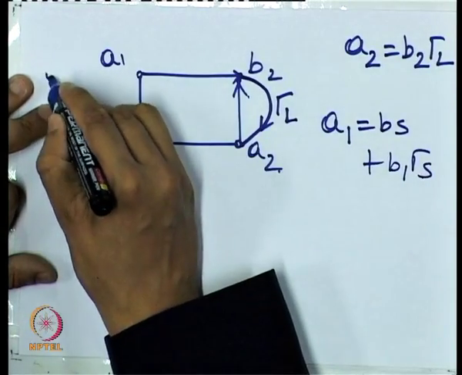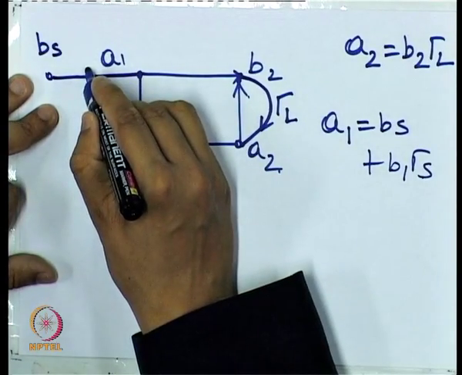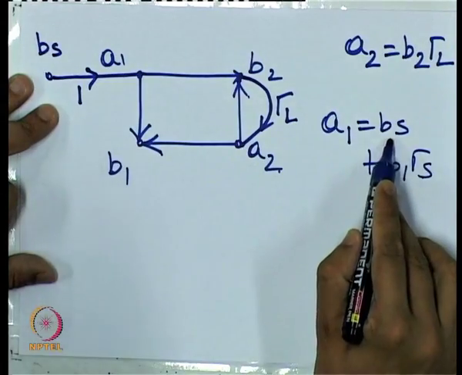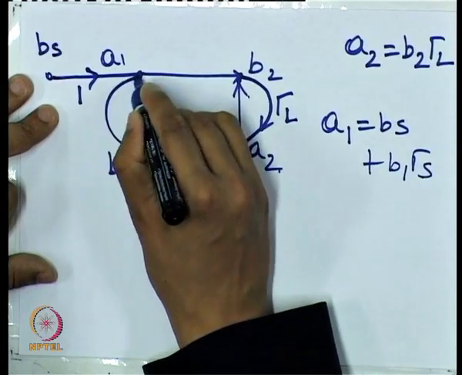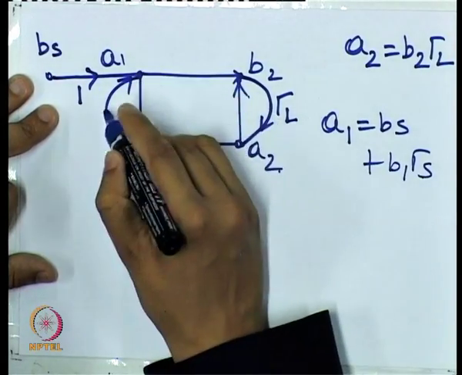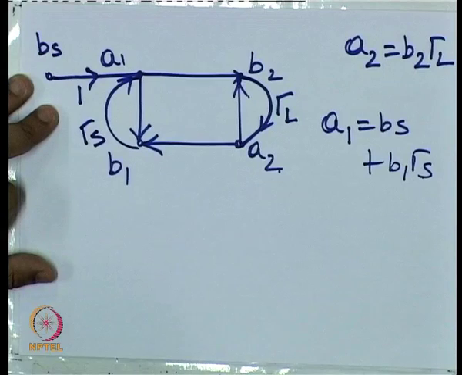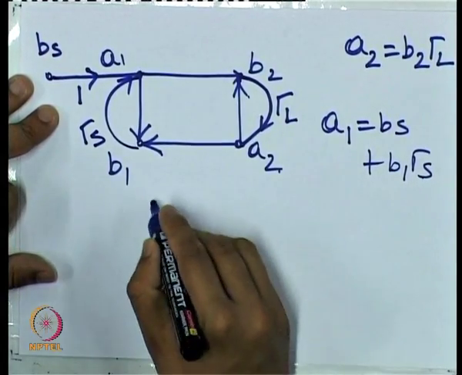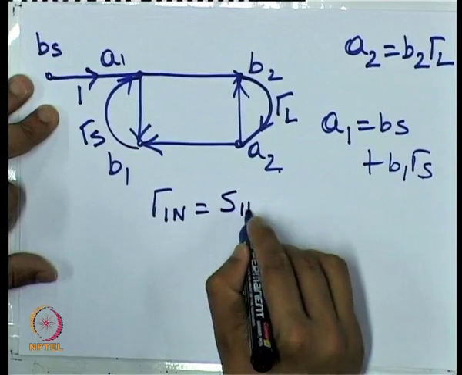To do that, I take another node as the wave Bs, and it contributes to A1 with a magnitude of 1 because Bs is not multiplied by any term here, and there is this gamma s contributing back. So, B1 is also contributing to A1 with a multiplicative factor gamma s. Now, using this, the first thing that we have to see is if we want to find out the value of gamma in, which in the previous module we saw was given by this relationship.